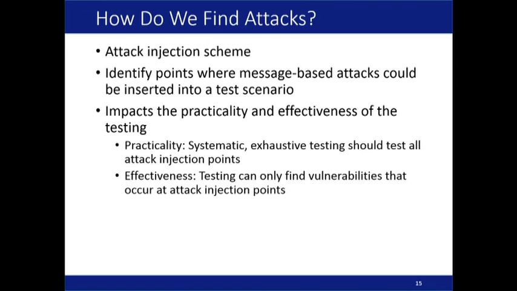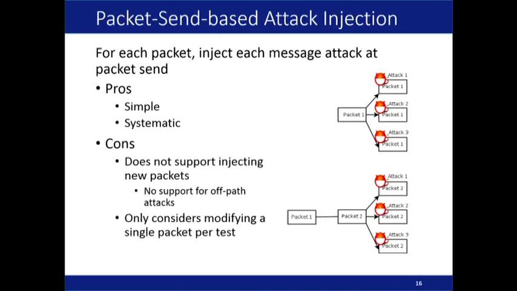With that in mind then, one possible attack injection scheme is packet send-based attack injection. The idea here is that for each packet, we're going to inject each of our message-based attacks at each packet send. The benefits of this approach are that it's simple and easy to implement. The downsides are that it doesn't support injecting new packets into the network. So while we can easily modify existing packets in our connection, we can't inject new ones, which means we'll be unable to find the entire category of off-path attacks that I mentioned a moment ago.